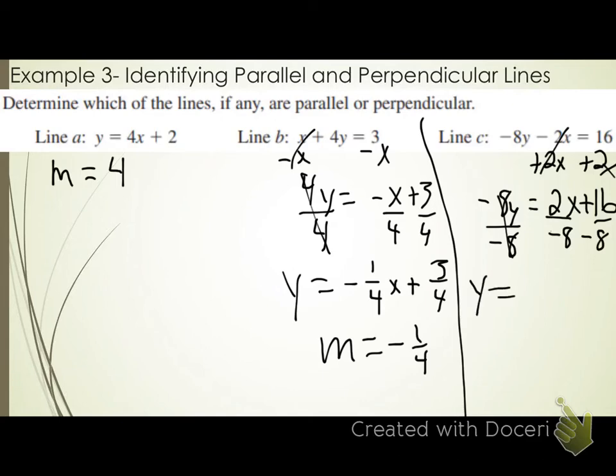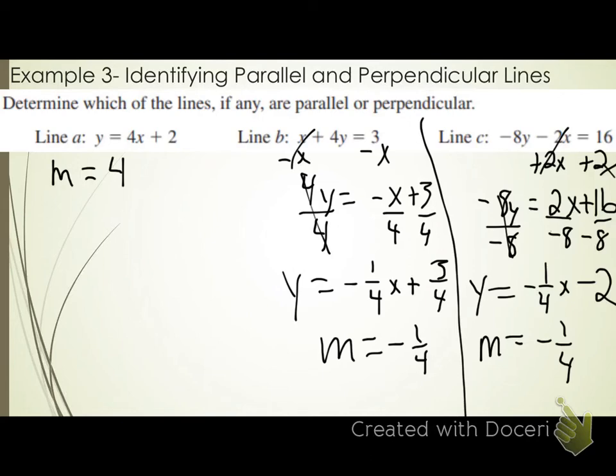So y equals, what's 2 over negative 8 reduced down to? Negative 1/4 x. And then 16 divided by negative 8? Minus 2. So what's my slope here? Negative 1/4. All right. So let's start comparing our lines.